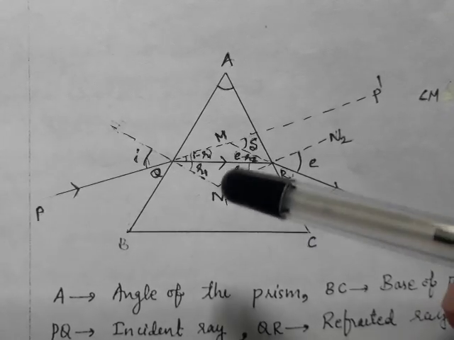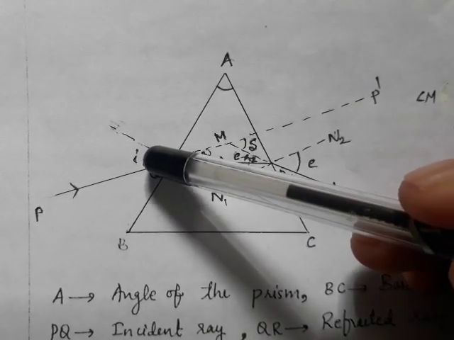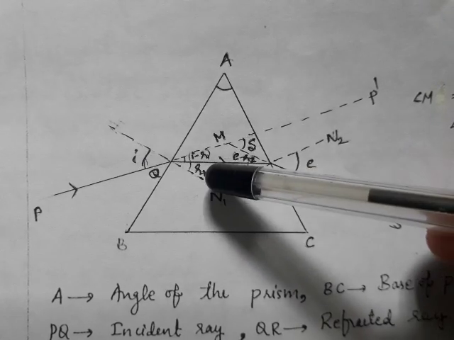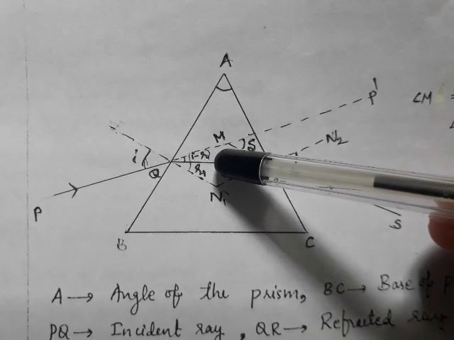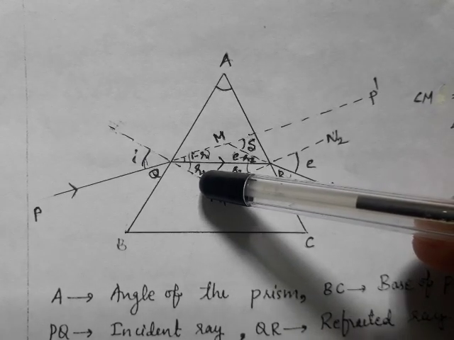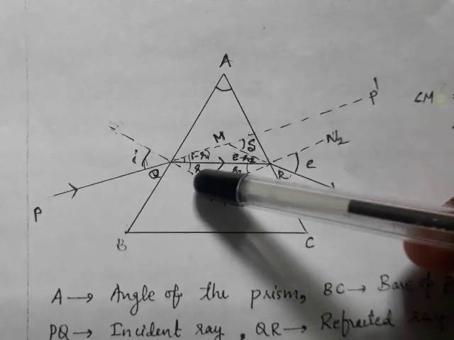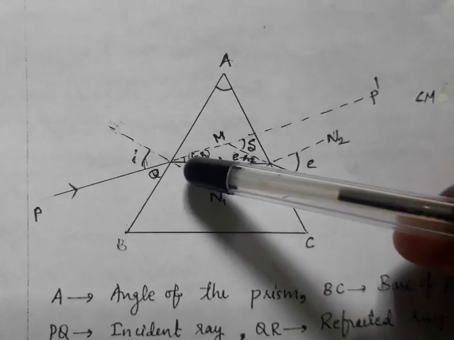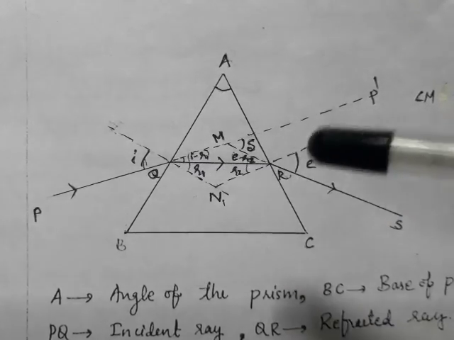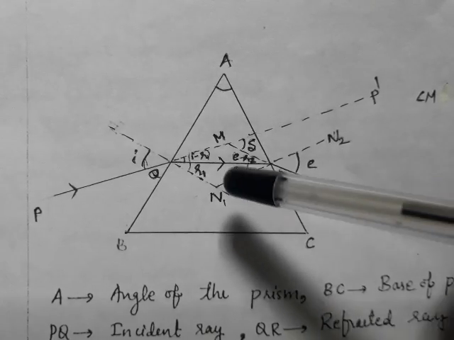Now let's consider the angle of refraction. Here is I, the angle of incidence, and this is the refracted ray making an angle of refraction R1 with the normal. So the first angle of refraction is R1. Here we have two refractions happening.